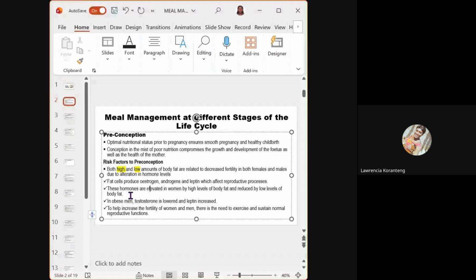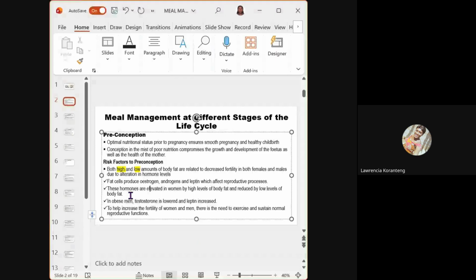Provide sufficient calories to support appropriate rate of weight gain. Include 600 micrograms folate, of which 400 micrograms is folic acid daily. So this is what you have to take when you are pregnant. You don't have to exceed it.